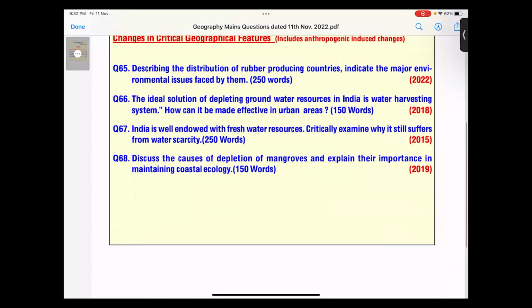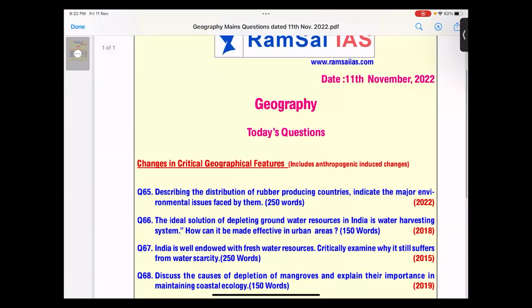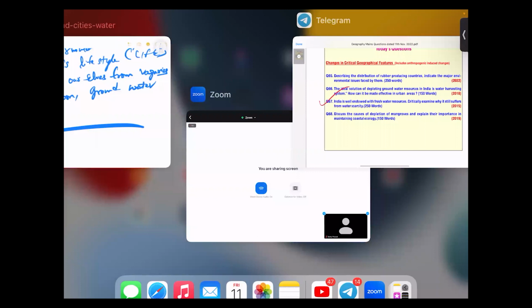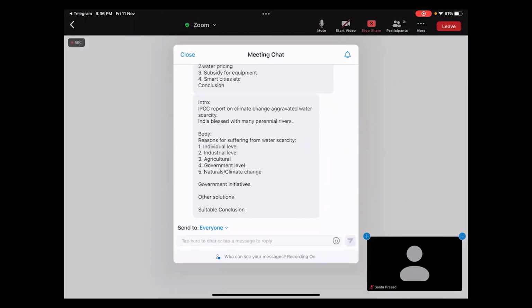See the 67th question, third question. India is well endowed with freshwater resources. Critically examine why it still suffers from water scarcity. Yeah, good question. Attempt this. Yeah, Prasad. Good. Good dimensions.